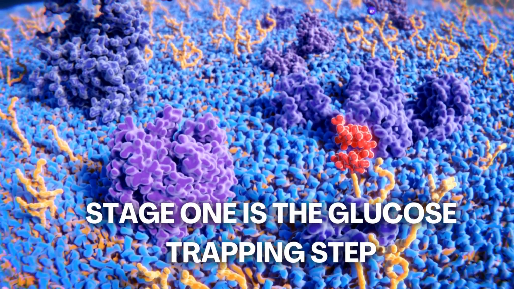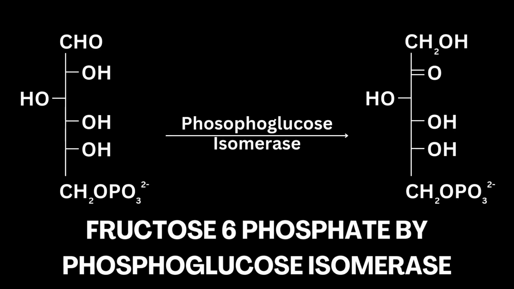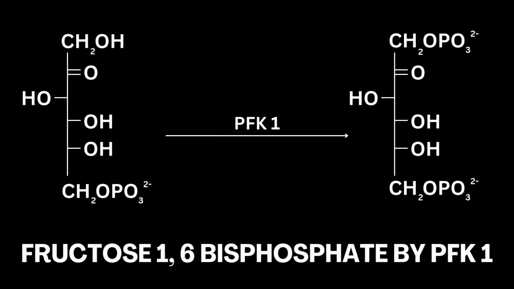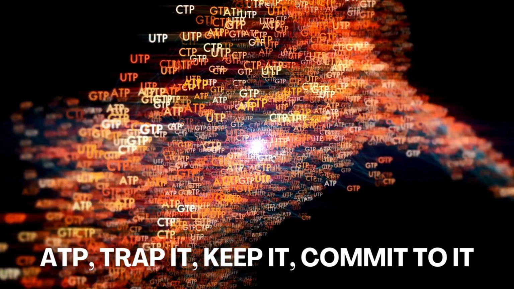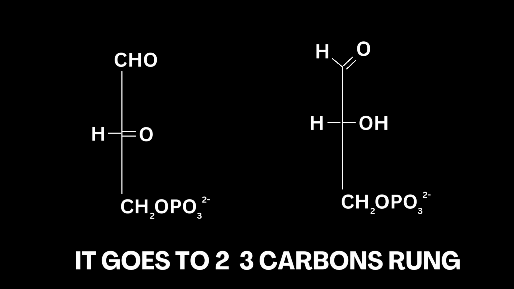Stage 1 is the glucose trapping step. Glucose to glucose-6-phosphate by hexokinase, fructose-6-phosphate by phosphoglucose isomerase, fructose-1,6-bisphosphate by PFK1, ATP, trap it, keep it, commit to it. We're at 6 carbons strong. It goes to 2 3-carbons rung.